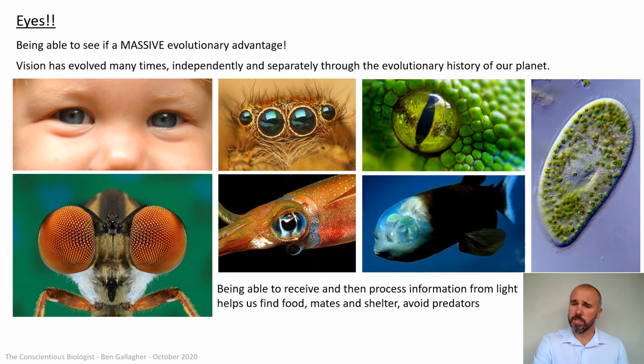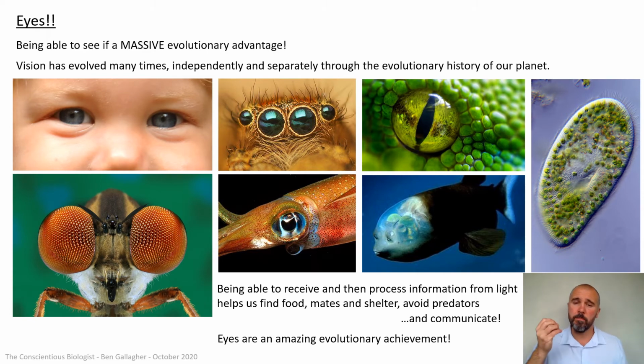So being able to receive and then process information from light helps us find food, find mates, find shelter, and avoid predators because you can see them coming. But really importantly, it allows us to communicate. So much of our communication is visual. As with all animals, you look at what the other creatures are doing, make gestures to each other. It's a really, really useful thing. So eyes are an amazing evolutionary achievement. Let's now look at the details of the human eye to see how the human eye works.